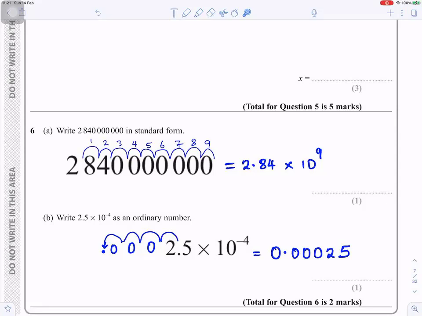Write 2.5 times 10 to the minus 4 as an ordinary number. You move the decimal point 4 places to the left because it's 1, 2, 3, 4. Under those areas, you put a 0. So it will be 0.00025.